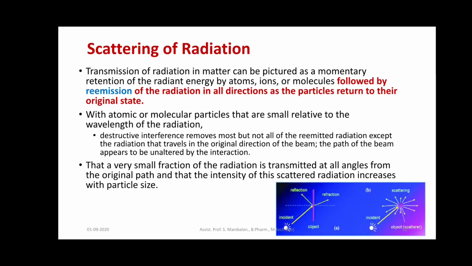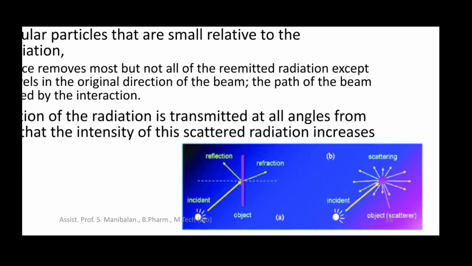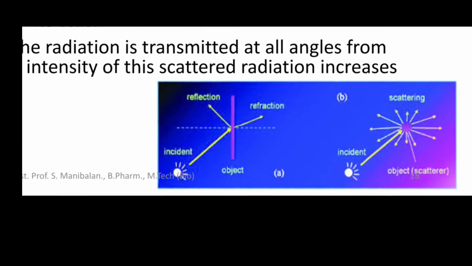The intensity of scattered radiation increases with particle size. I see that this is the most important thing, and this is what matters in the classification of scattering. We should study the different types of scattering, such as Rayleigh scattering, Mie scattering, and Raman scattering. So this is what happens. You can understand the principle.